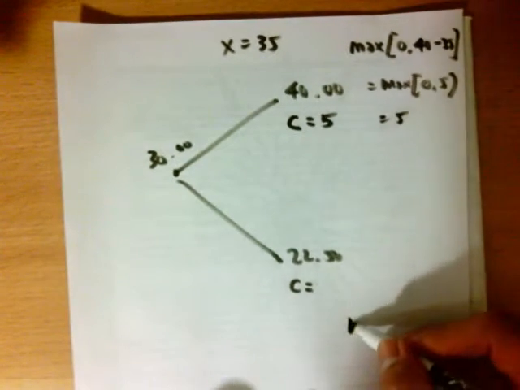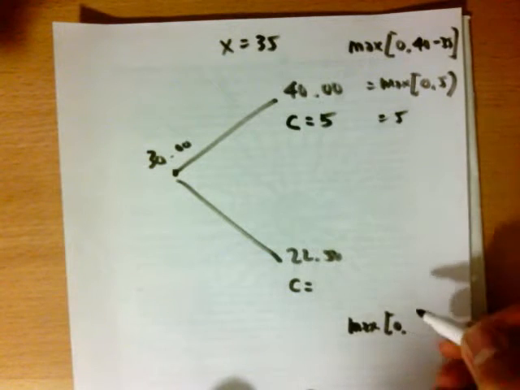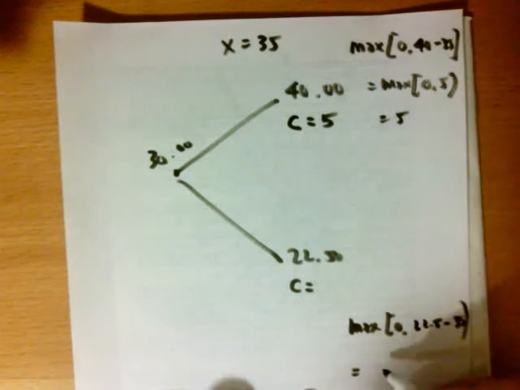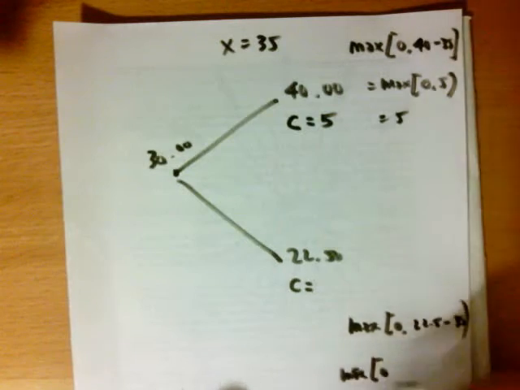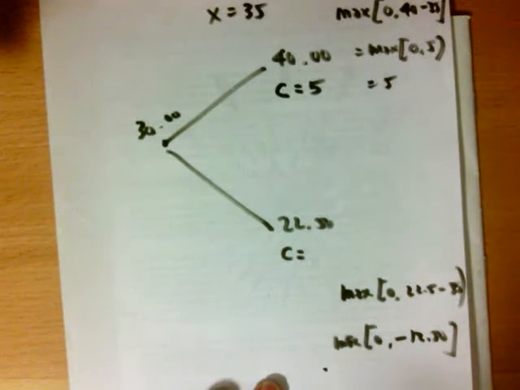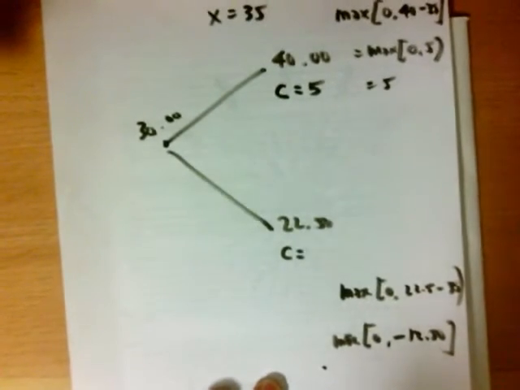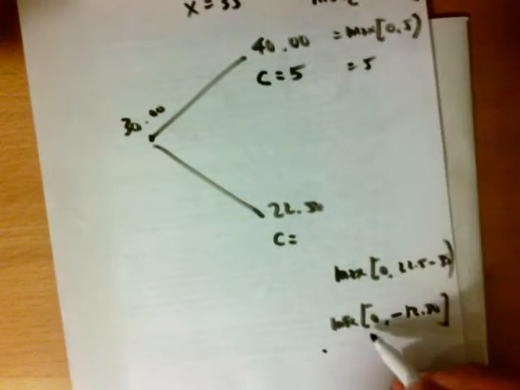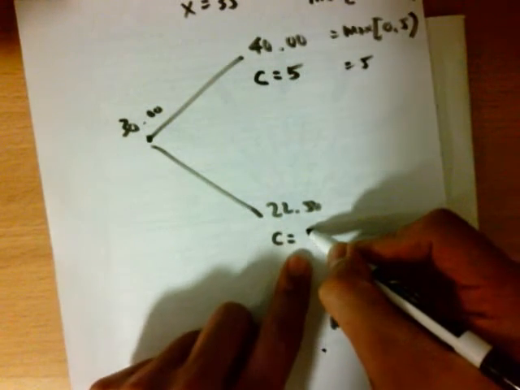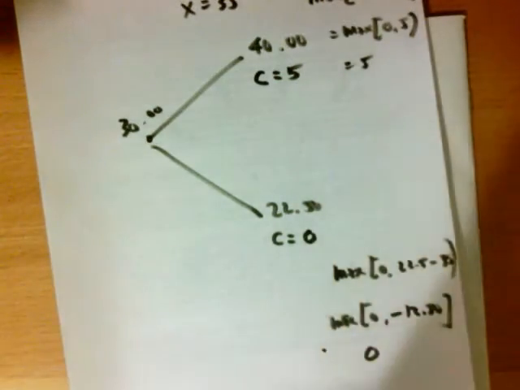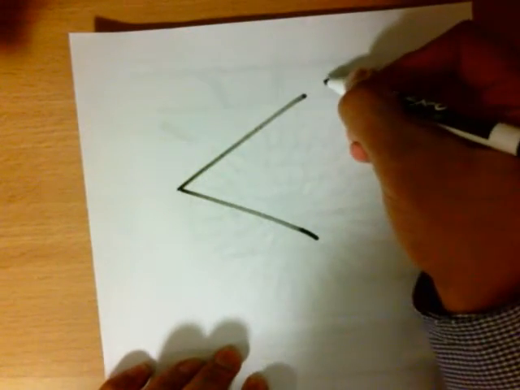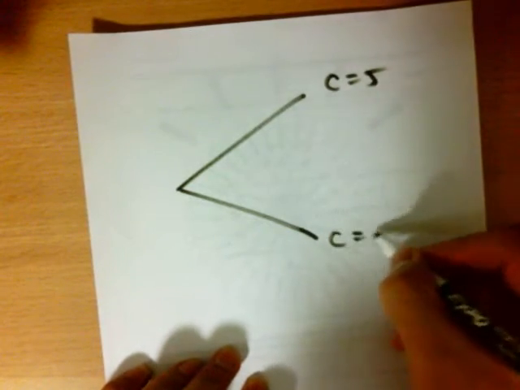And we will do the same thing here. The maximum between 0 and S minus X. S is $22.50 minus X is 35, so it's the maximum between 0 and negative $12.50. Which is bigger, 0 or negative $12.50? 0. So the value of the call option at the downward node is 0. Now I'm going to draw the value of the call option. The value is 5 here, and this is 0.